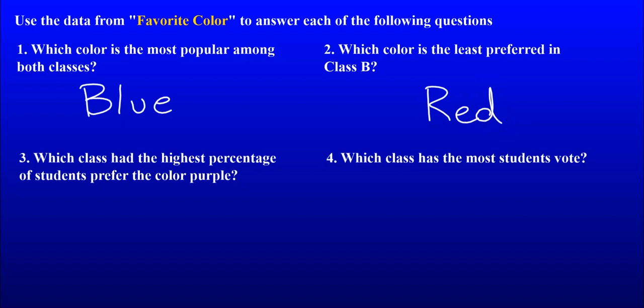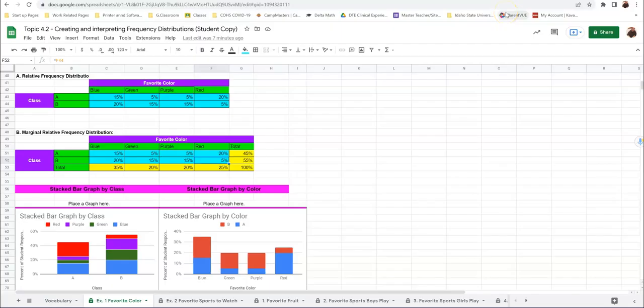So question 3 says, which class had the highest percentage of students prefer the color purple? So again, I'm going to ask you to go back to your notes and figure out which class had the highest percentage of students who preferred purple. So hopefully you noticed that class A said 5% and class B said 15%, making class B having the highest percent of students that preferred purple.